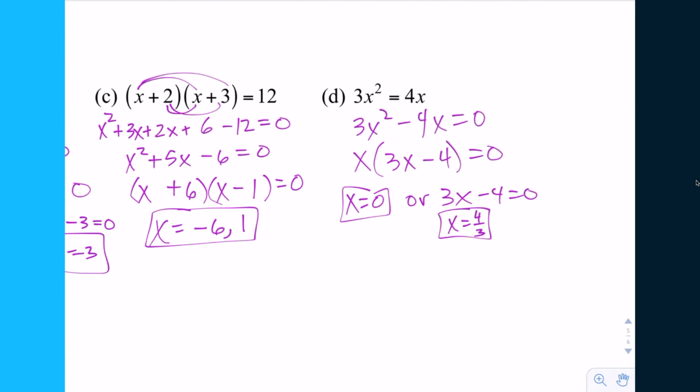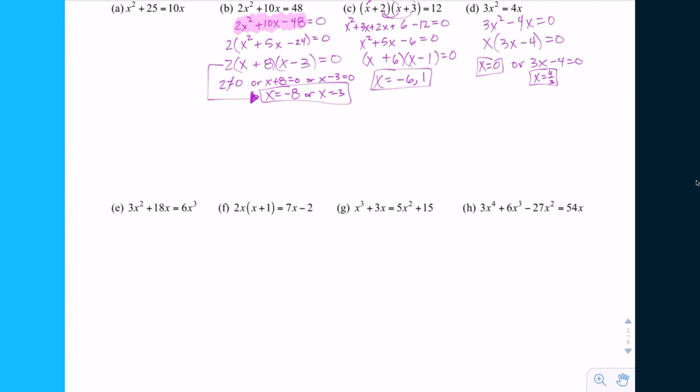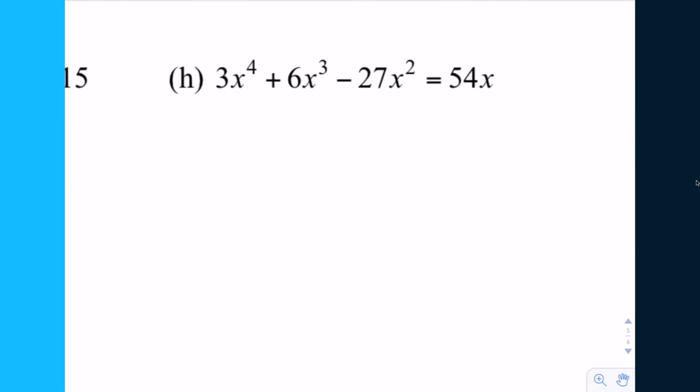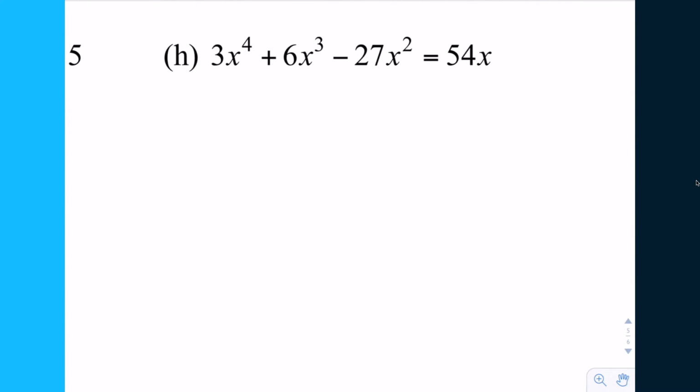Okay, I think we got time for one more. E, F, G, and H. Which one looks uglier? H. Let's do H together. If we can do H together, we could do all the others together. All right. So, solve. There you go. Solve.